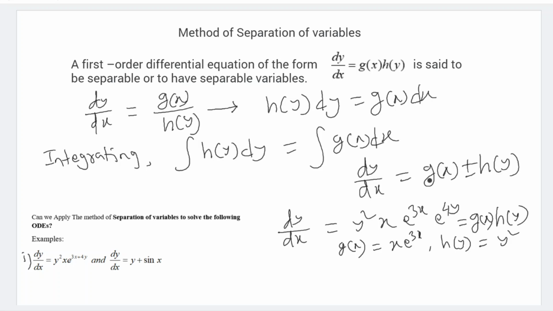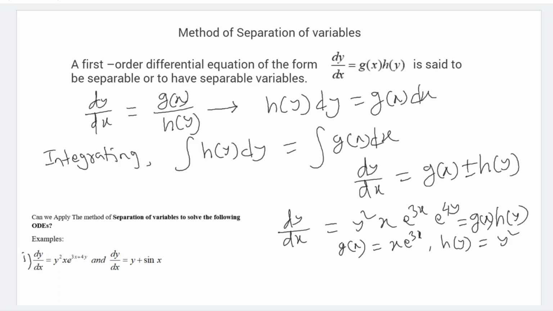So in these slides, I will show you when we can apply the separation of variables method and when we cannot. You can see in the first example, we can write y squared x e power 3x e power 4y as g(x) h(y). That means the product of a function of x and a function of y. Here g(x) equals this, and h(y) is equal to this. That means in this case we can apply the separation of variables method.